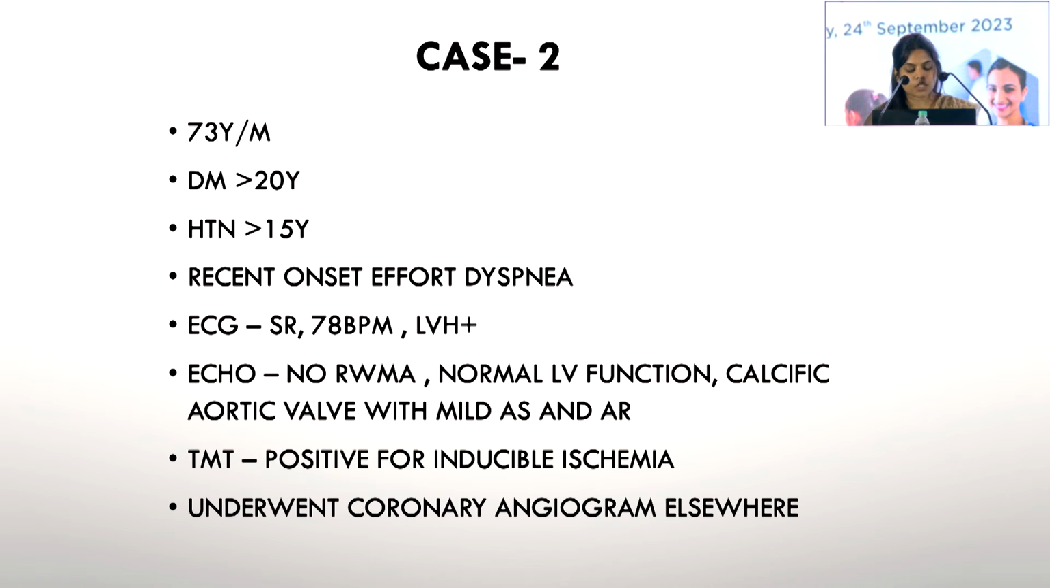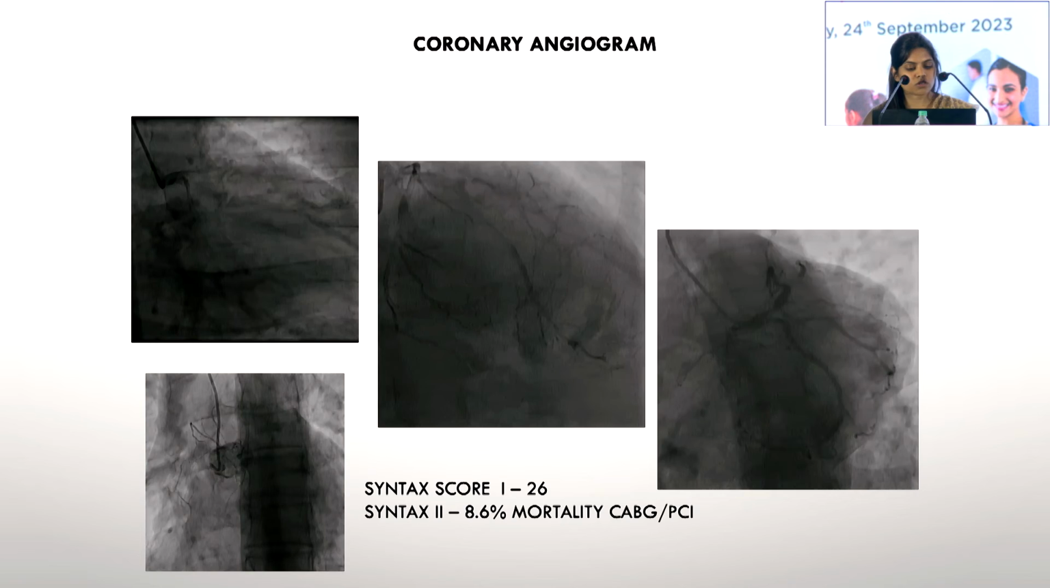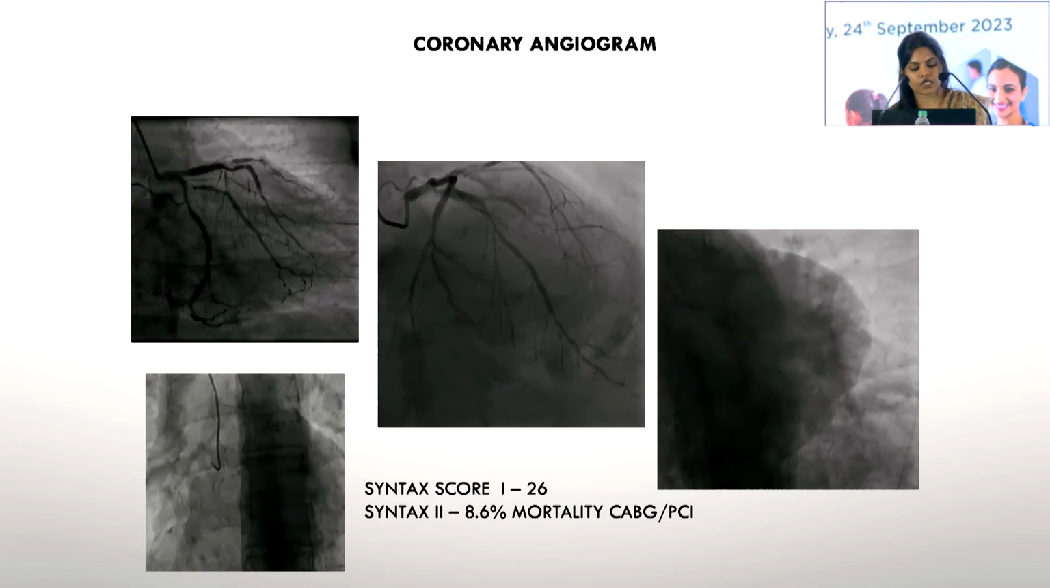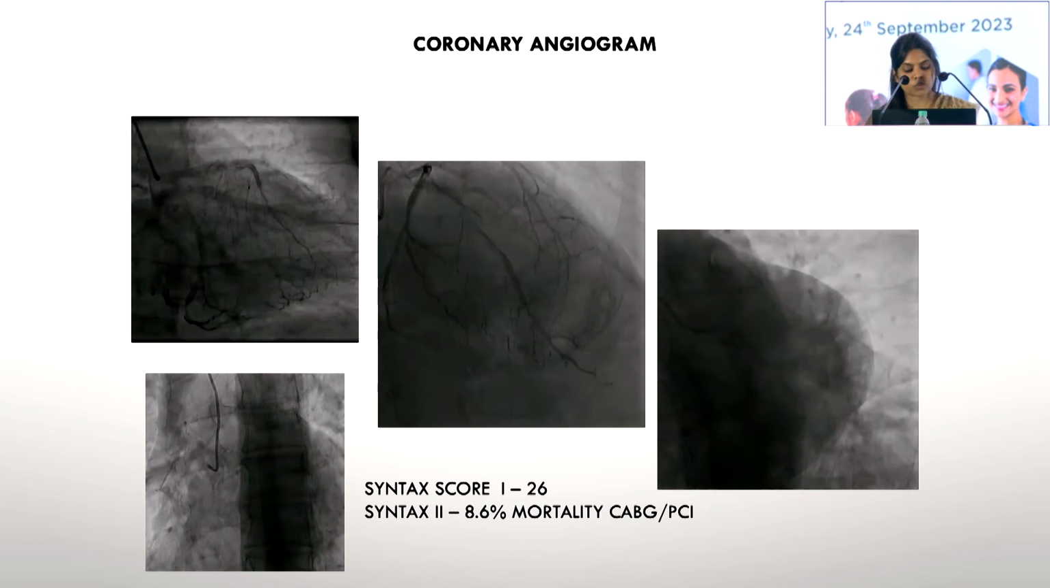Now coming to the second case, this is a 73-year-old male who is a long-standing diabetic and hypertensive, presented with effort dyspnea. LV function is normal, and the treadmill test was positive. He underwent a coronary angiogram elsewhere. There's involvement of the left main, and you can also see a significant involvement of the OM. The ostioproximal LAD is about 50%. The SYNTAX score is around 26.